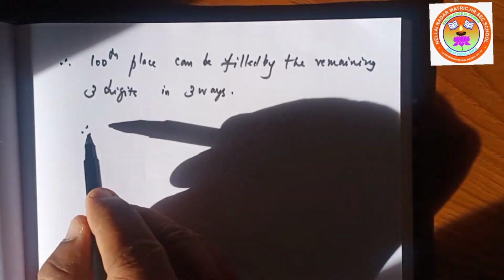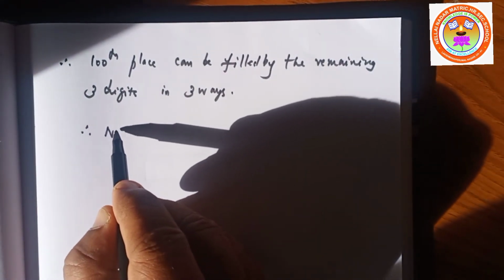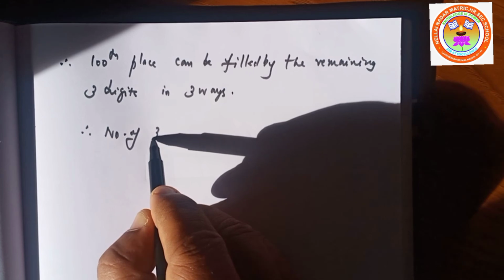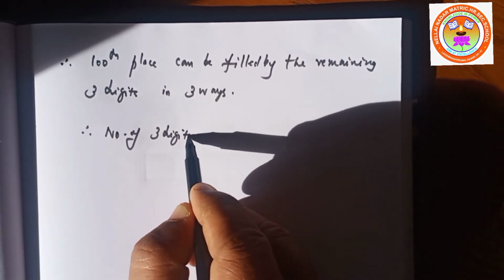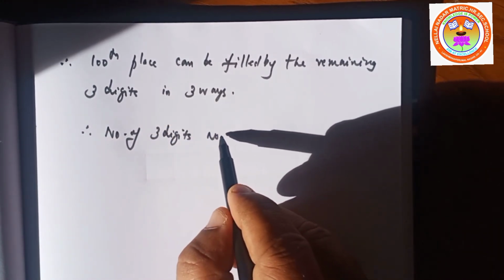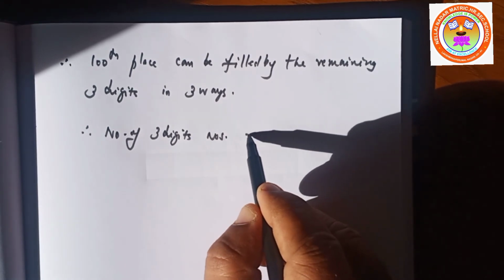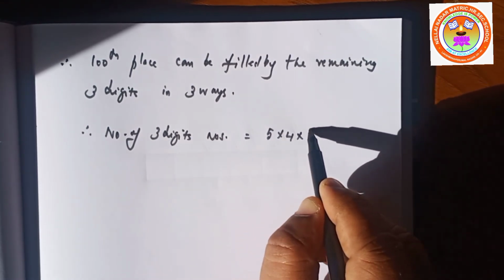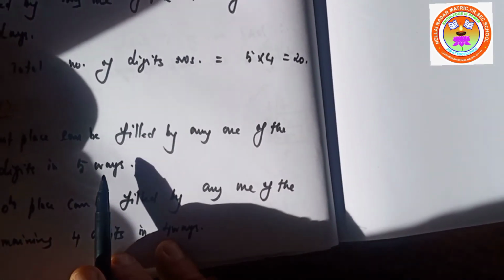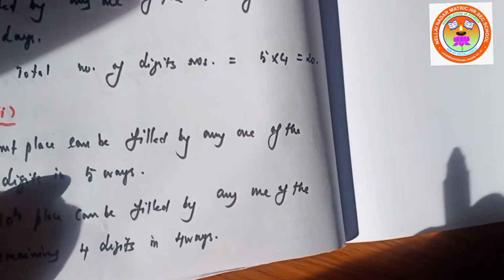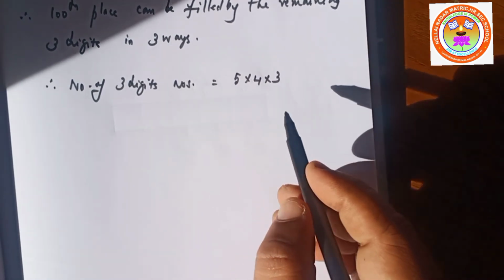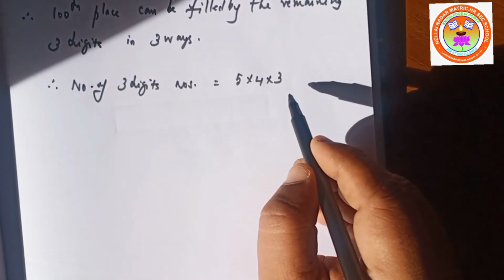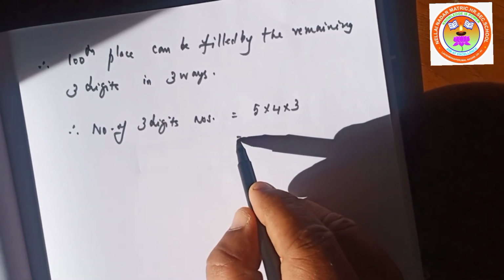Therefore, the total number of three-digit numbers equals 5 into 4 into 3, correct? 5 ways, 4 ways and 3 ways. So 5 into 4 into 3, that is equal to 5 fours are 20. 20 into 3, that is equal to 60.